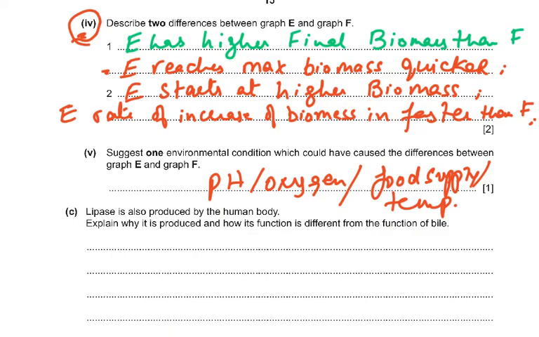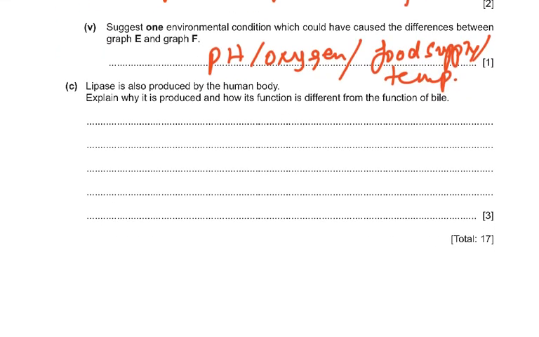So E has a higher final biomass than F. E reaches a maximum biomass quicker. E starts at a higher biomass, and E's rate of increase of biomass is faster than F. Then coming to part C of the question.